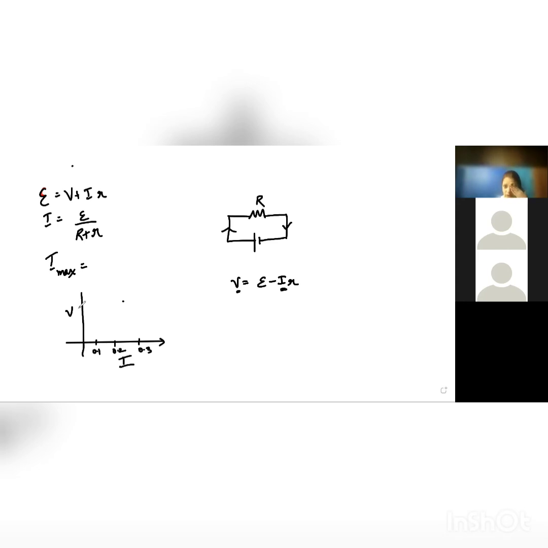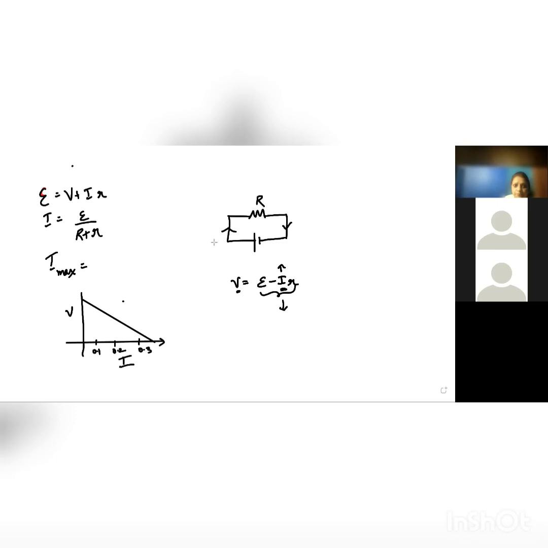Waiting for your response. Will it decrease? It will decrease. Why? Because as I increases, the negative part of it also increases. So epsilon minus Ir value will decrease. And look at the graph. It's going to be like this, a straight line.